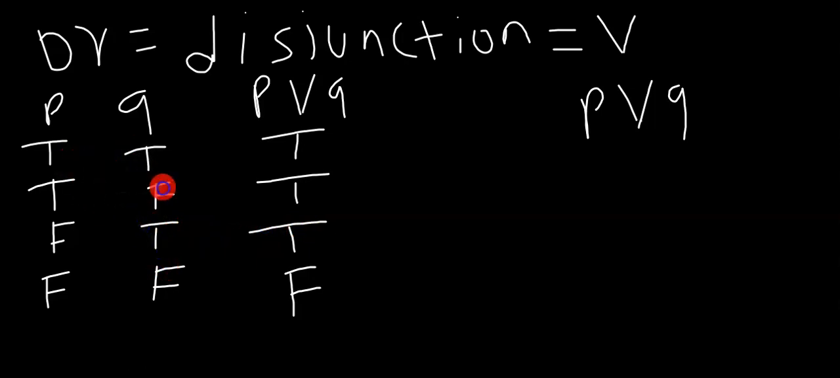We got two true, so this means that it will be true. We got one true over here, so it will be true. We got one true over here, it will be true. But if we don't have any true, then the result will be false. So that's the thing with the disjunction. If there is one true, then the whole result will be true. If there is no true, then it will be false. So that's the thing with the or disjunction, or this symbol.